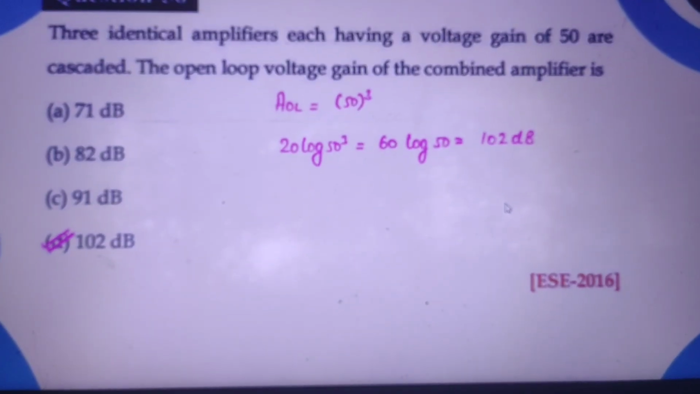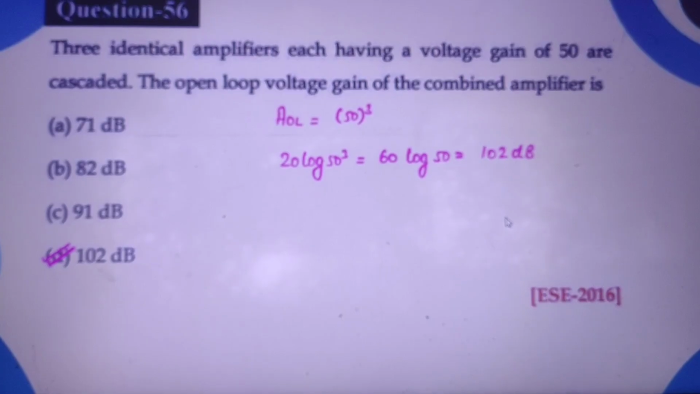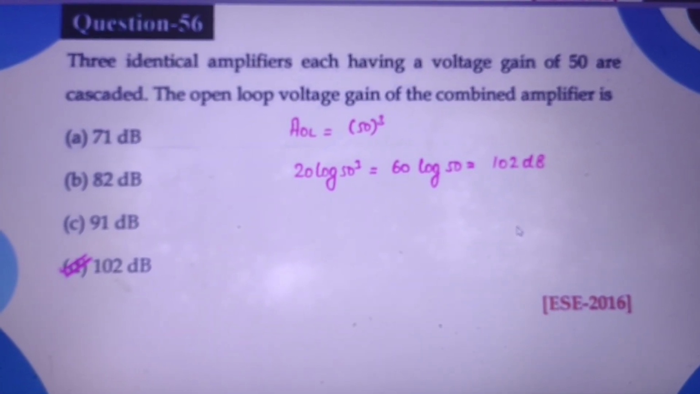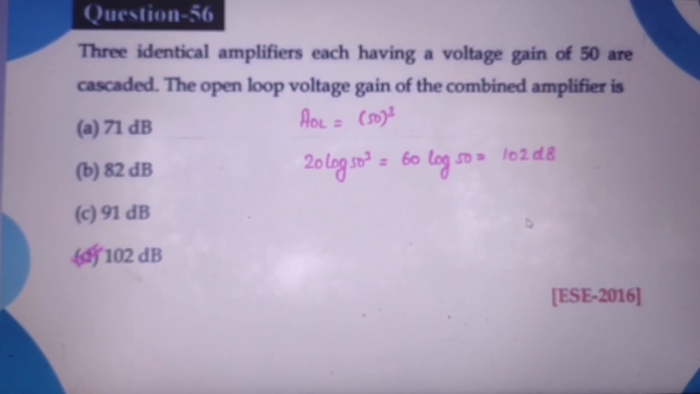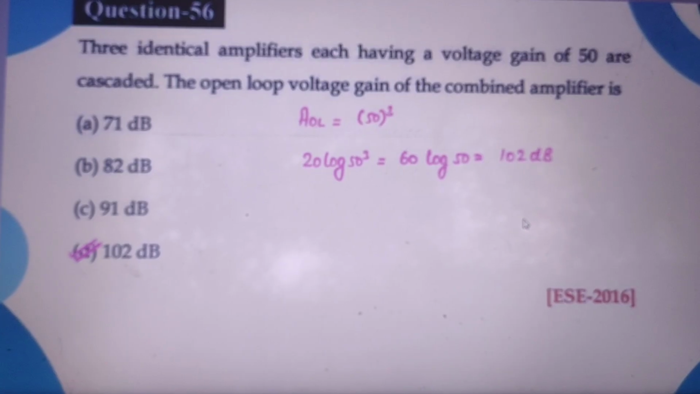Identical amplifiers, each having a voltage gain of 50, are cascaded. The open loop voltage gain of the combined amplifier is 50 cube. When you convert it into decibels, 20 log 50 cube, you can write it as 60 log 50. Approximately you will get it as 1 or 2 dB.